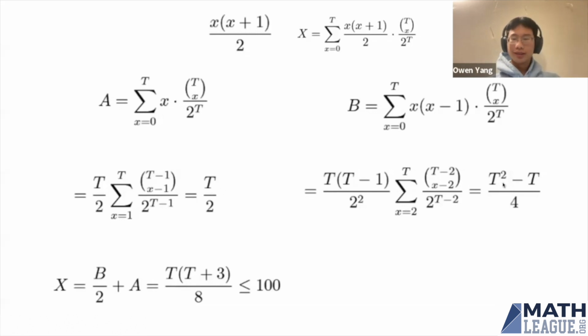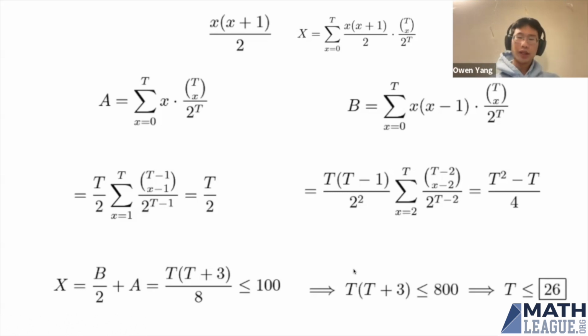And just evaluating this in terms of what we said B and A are equal to, we get T times (T plus 3) over 8. And finally, by the problem, we're trying to find T, and we know that we want the largest value of T that will make this expression less than or equal to 100. And we can just do some basic algebra. So if T is 27, for example, we get 27 times 30, that's 810, that's just over 800. So by subtracting 1, we can test 26 times 29, and that will be under 800. And so our final answer is going to be 26.